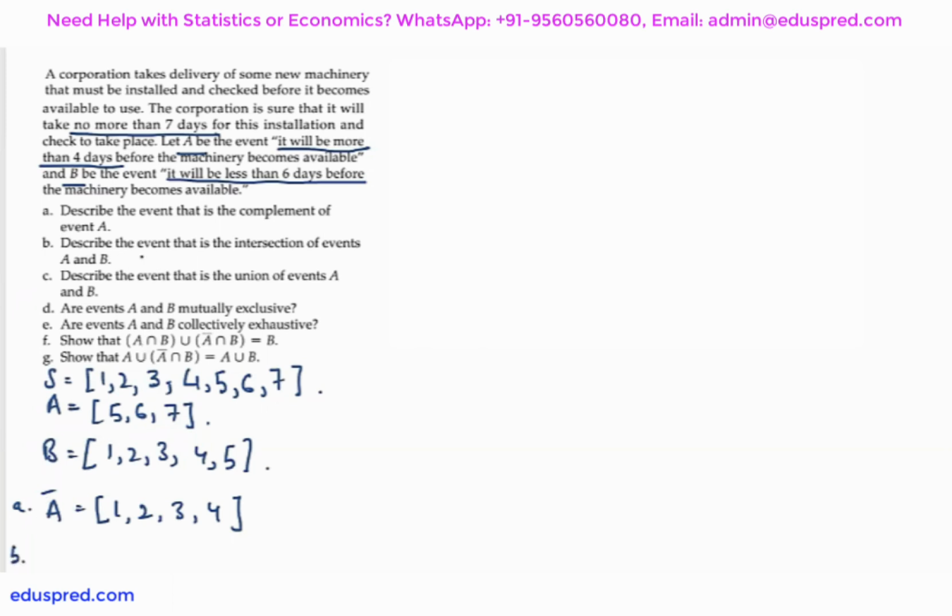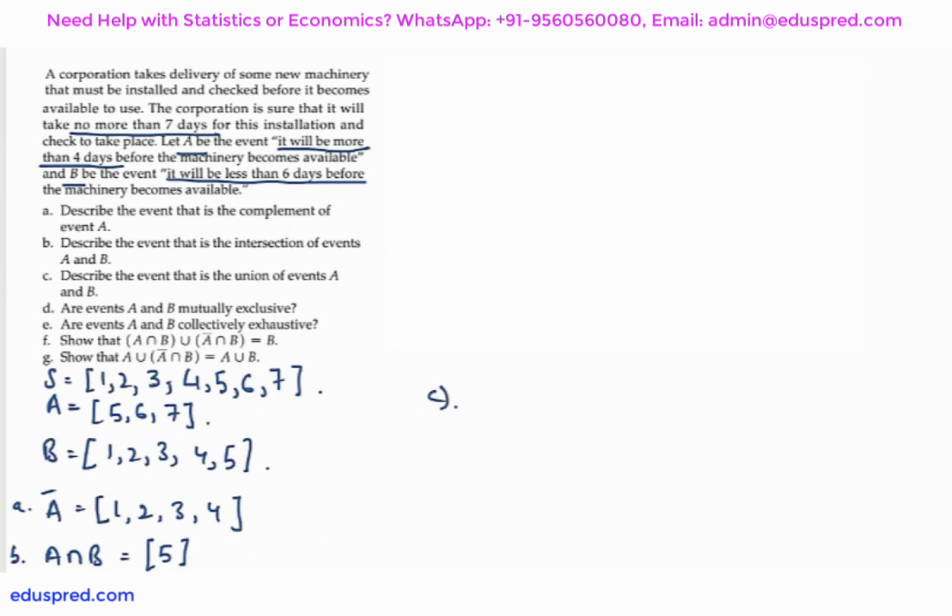Part B says describe the event that is the intersection of events A and B. So A intersection B is going to contain all those outcomes that are a part of both A and B. All the outcomes that are a part of A and they are also a part of B. So A consists of 5, 6, 7. B consists of 1, 2, 3, 4, 5. So the only common element which is present in both A and B is only the outcome 5. So that is why A intersection B consists of 5.